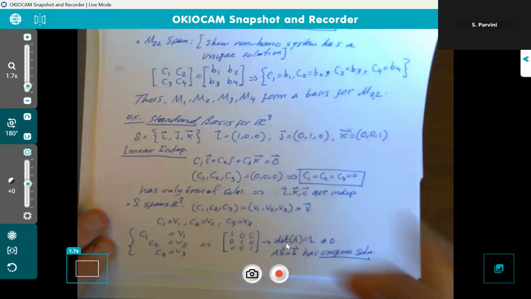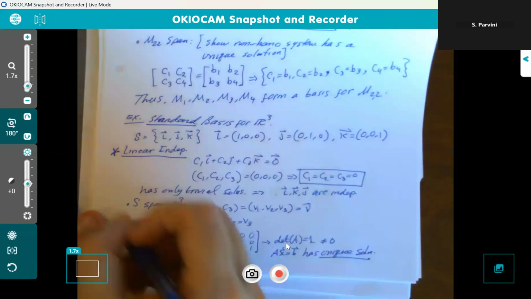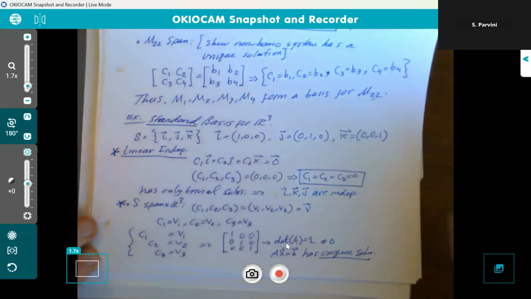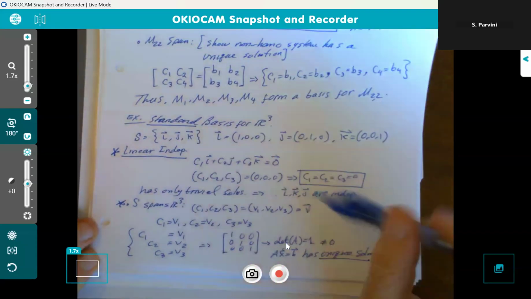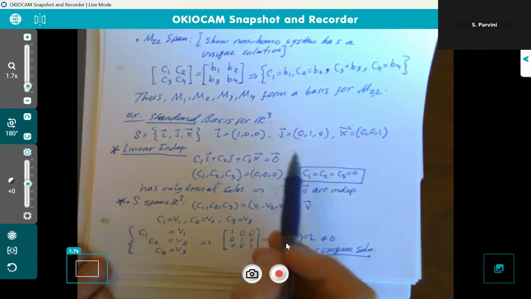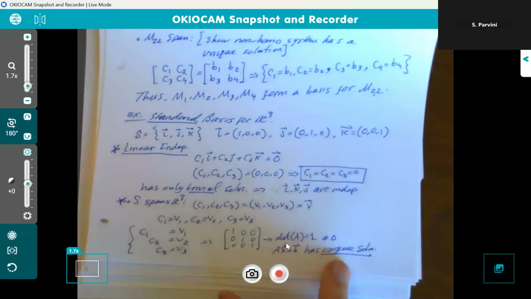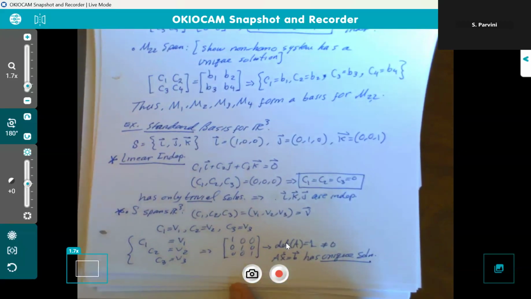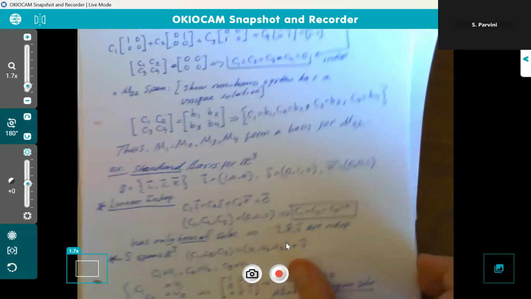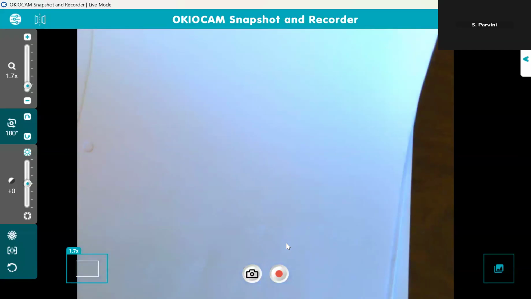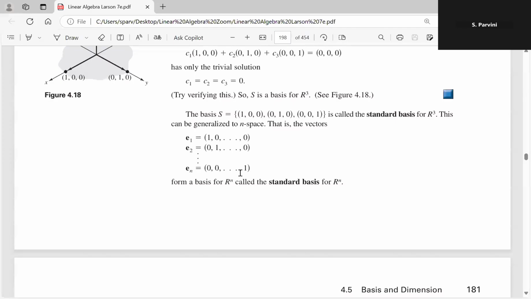Again, the two-step process: linear independence and spanning. For linear independence, you're hoping that the homogeneous system has only the trivial solution and the non-homogeneous system has a unique solution. And so these form bases. Okay. Now, let me go back to the page of the book and let's focus on our next idea here.